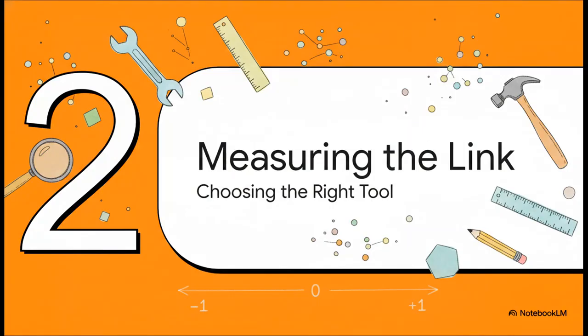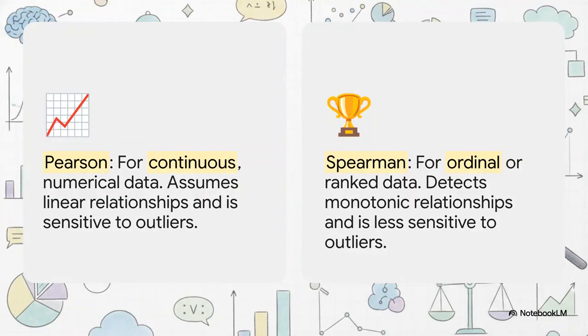But how we calculate that number really depends on the kind of data we have. It's like having a toolkit, right? You need to pick the right tool for the job. Let's look at the two most common ones. Let's meet Pearson and Spearman, the two heavyweights of correlation.